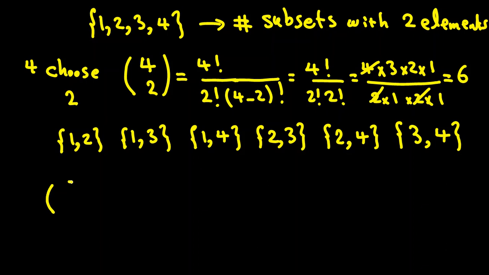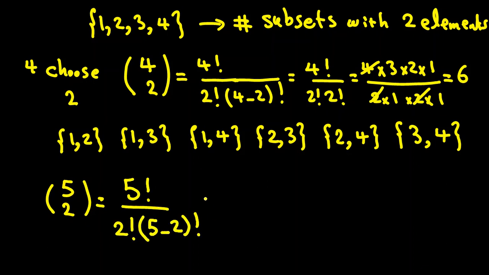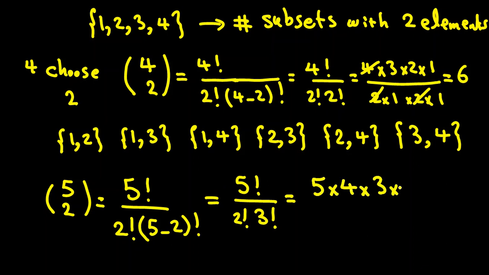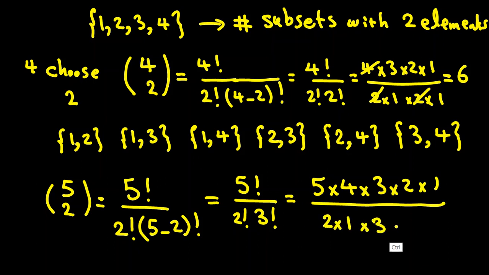So, for example, if you have 5 choose 2, it will be what? 5 factorial over 2 factorial, 5 minus 2 factorial. It will be 5 factorial over 2 factorial times 3 factorial. And it will be 5 times 4 times 3 times 2 times 1 all over 2 times 1 times 3 factorial, 3 times 2 times 1. And if we simplify, it will be 5 times 2, 10.